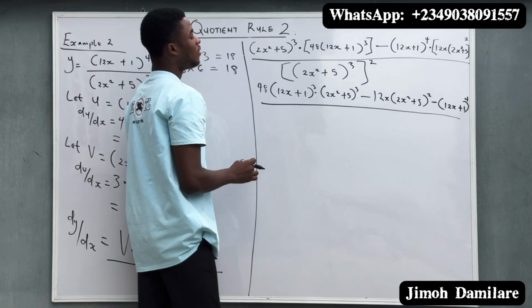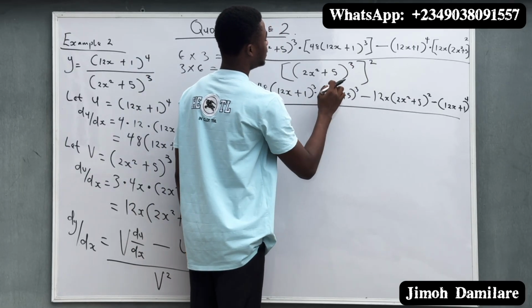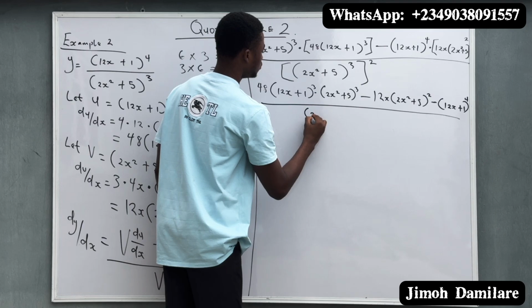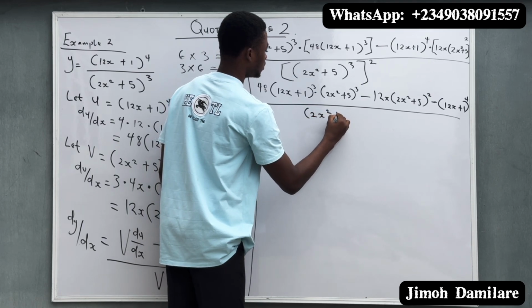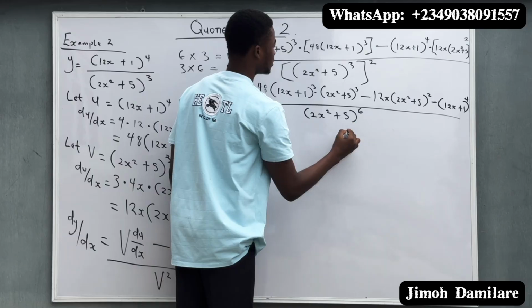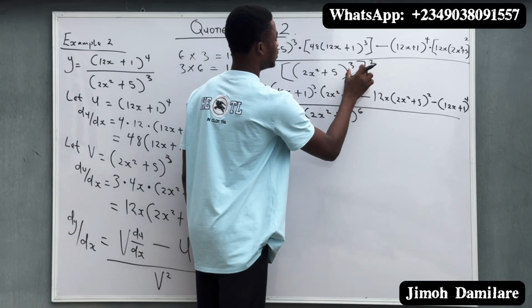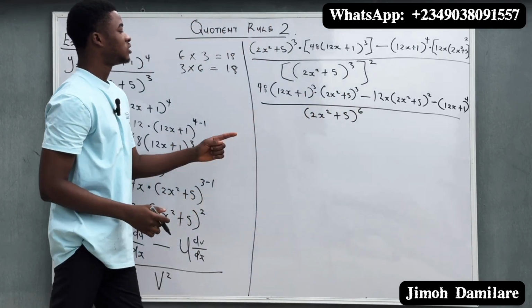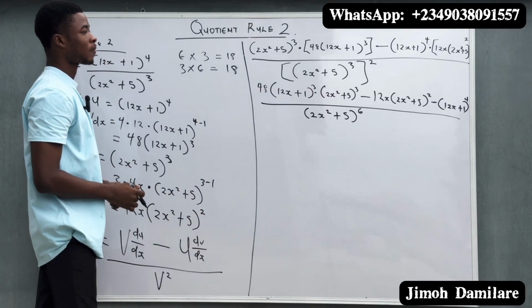So from the law of indices, this can multiply this to give us 6. So we have 2x squared plus 5 raised to power 6. Because when you multiply 3 multiplied by 2, you are going to get 6. So this is what you are going to get for our numerator.